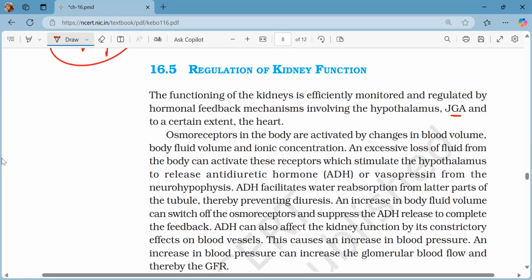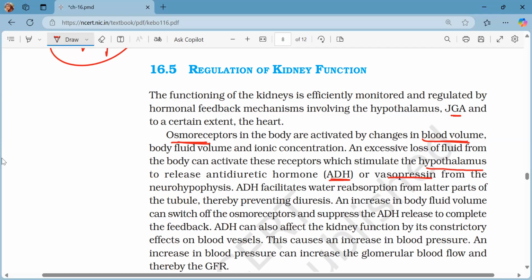All right. Now moving forward, what happens? The osmoreceptors get activated if there is any change in the blood volume or any change in the body fluid or the ionic concentration. If excessive loss of fluid takes place, then the osmoreceptors will get activated. Then what will happen? The osmoreceptors will send a signal, and this signal will stimulate the hypothalamus, our endocrine gland, to release the hormone called ADH or vasopressin.